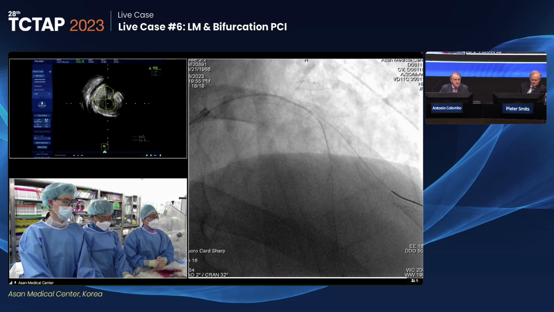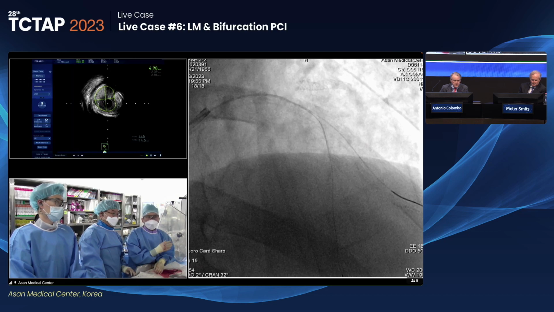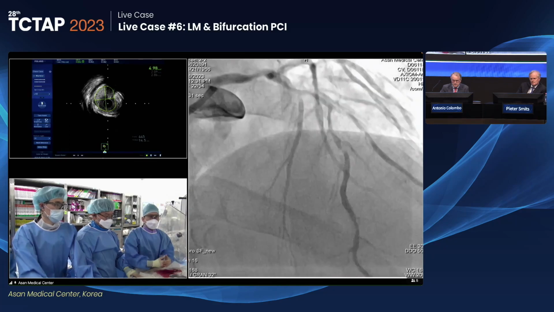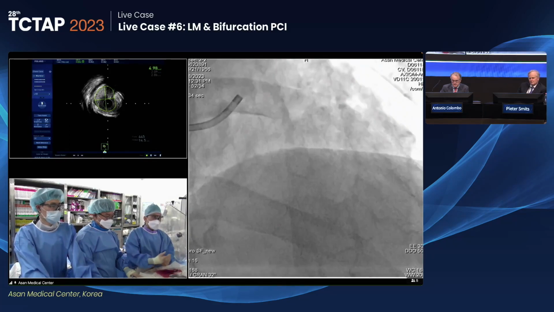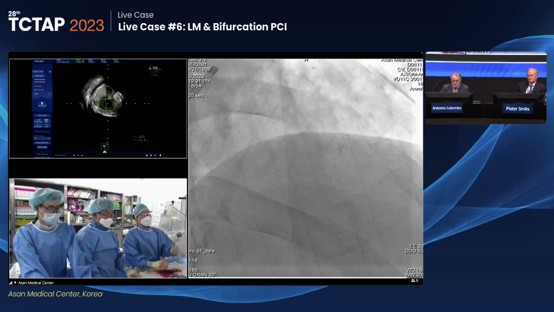Actually, this is a very ambiguous left main. So we are planning another randomized controlled trial for this kind of lesion: 50% angiographic stenosis, and to treat or not to treat, angio-guided versus FFR-guided. We are just beginning that FFR-guided left main PCI trial.